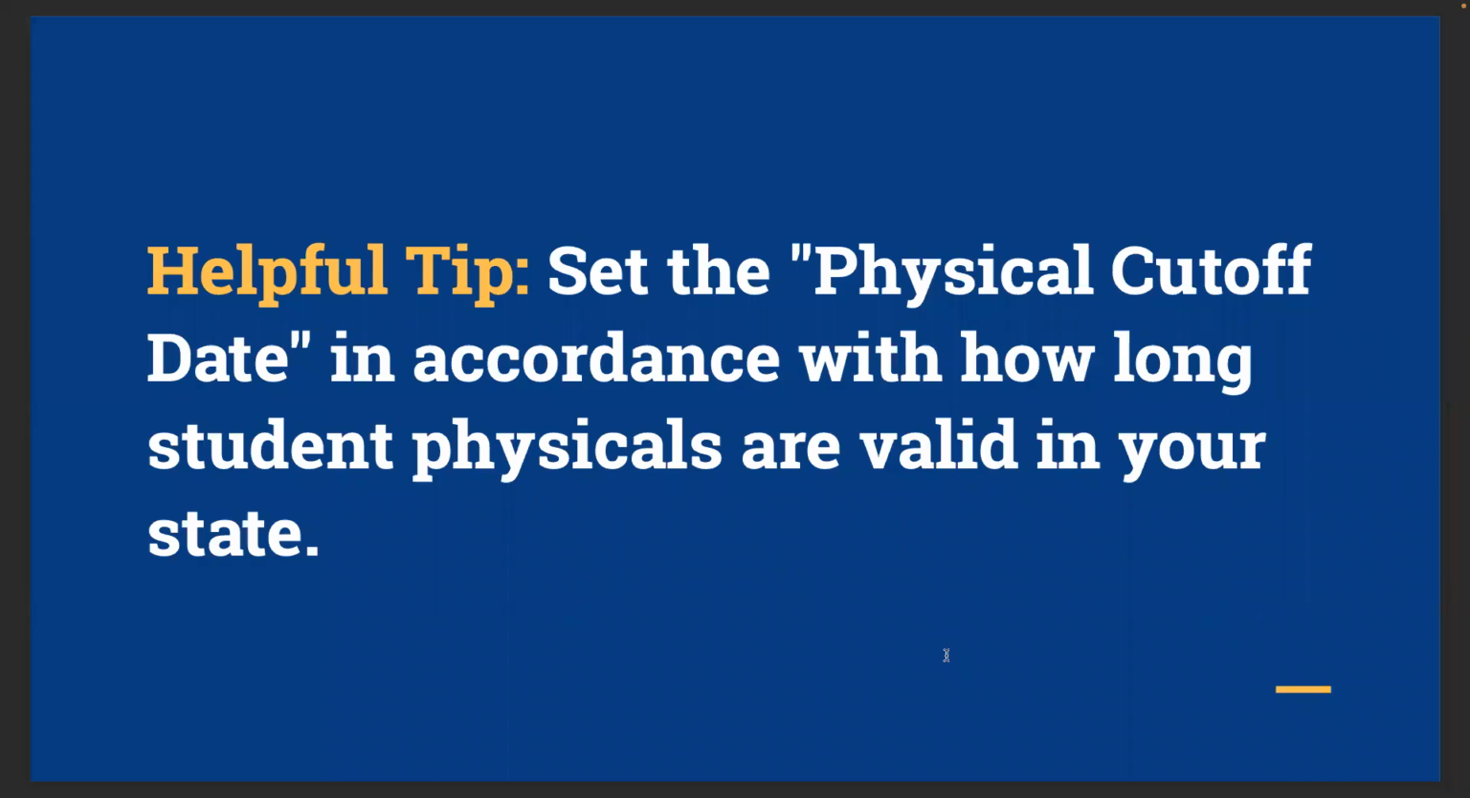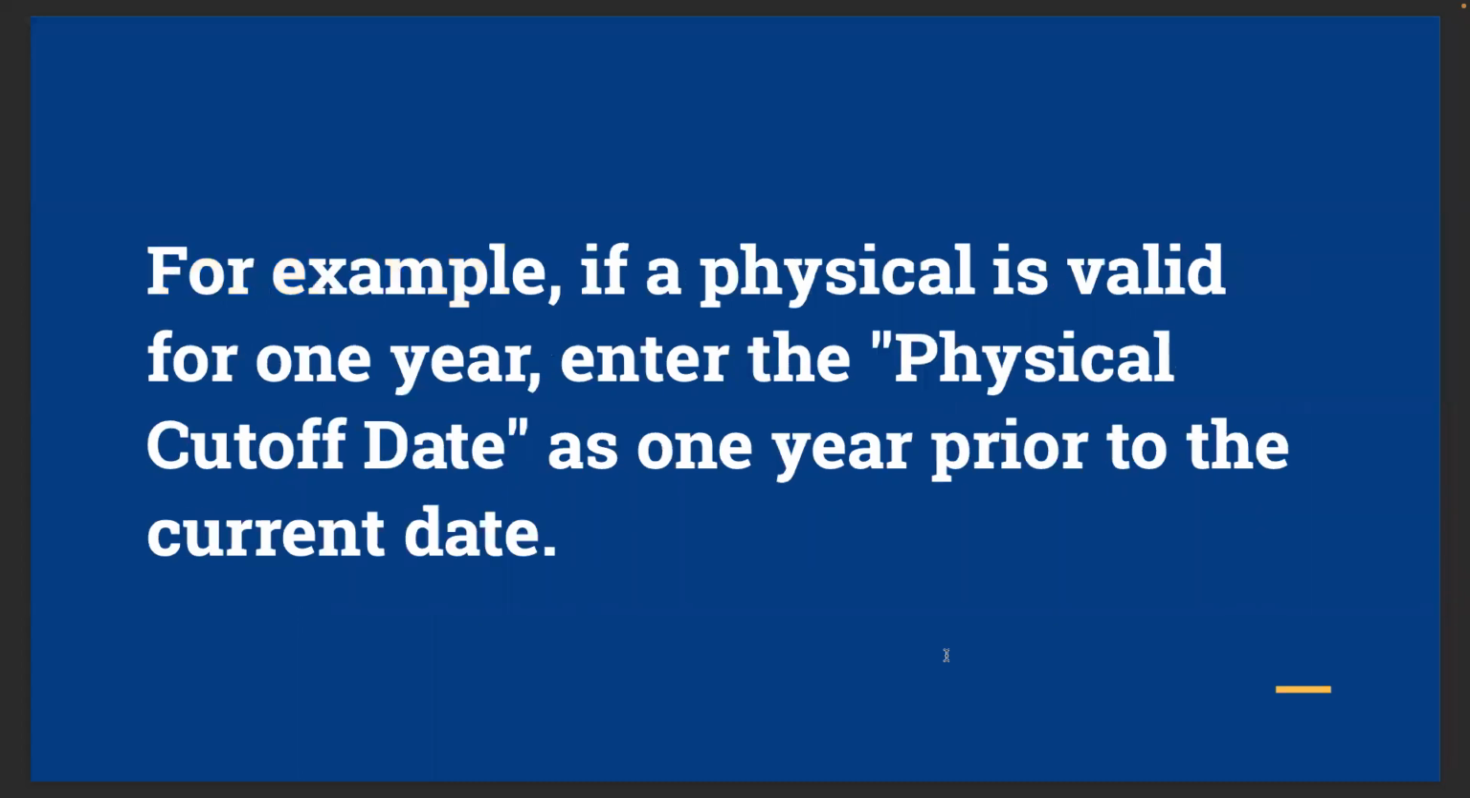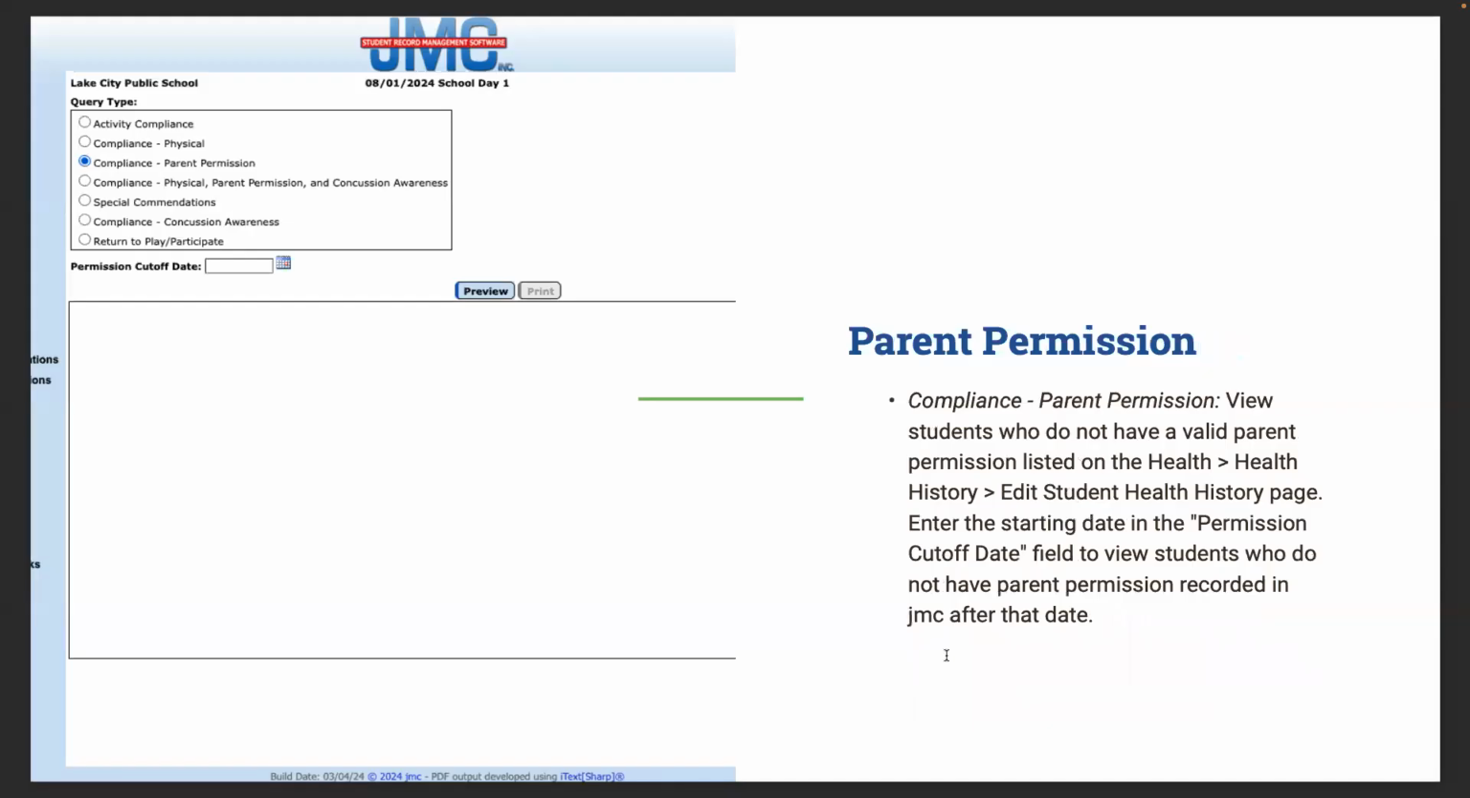Set the physical cutoff date in accordance with how long student physicals are valid in your state. For example, if a physical is valid for 1 year, enter the physical cutoff date as 1 year prior to the current date. Parent permission compliance, you can view students who do not have a valid parent permission listed on the health history edit student health history page. Enter the starting date in the permission cutoff date field to view students who do not have parent permission recorded in JMC after that date.